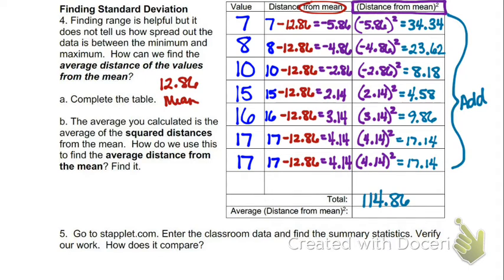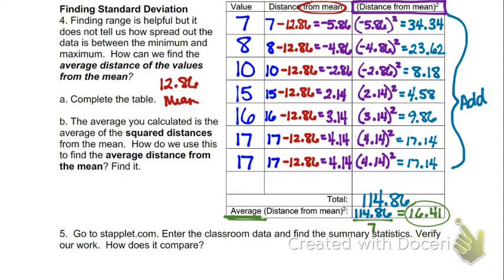I want to find the average of that. How do I find the average distance from the mean squared? Divide it by 7, because we had 7 groups total. We had 7 pieces of data. So we're going to do 114.86, and we're going to divide that by 7. I got 16.41 when I round. So far, so good? All right.